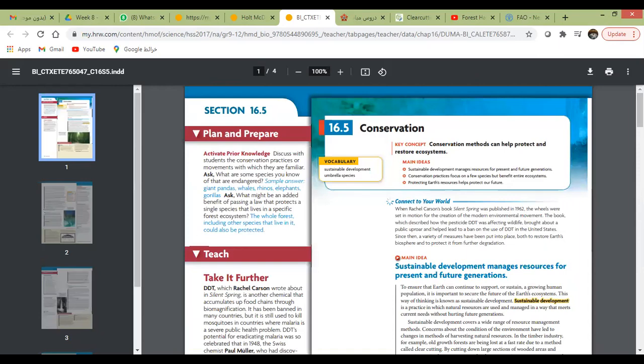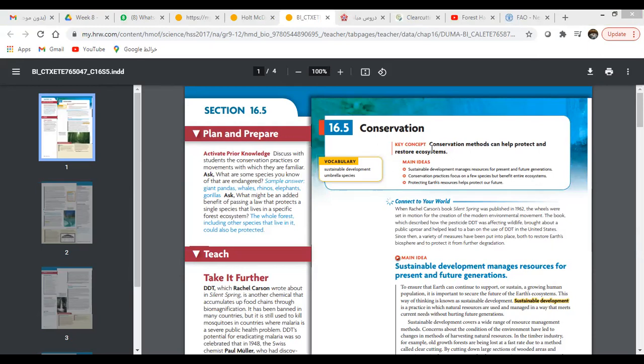Okay, now I want to take attendance, and while I'm taking the attendance we will do a quick revision. Okay, what is conservation? What is the meaning of conservation? Yalla Tasneem. It means to preserve or keep or save a certain amount of something so you don't waste it all, and keep it for the future. Yeah, to meet your needs and keep it for the future.